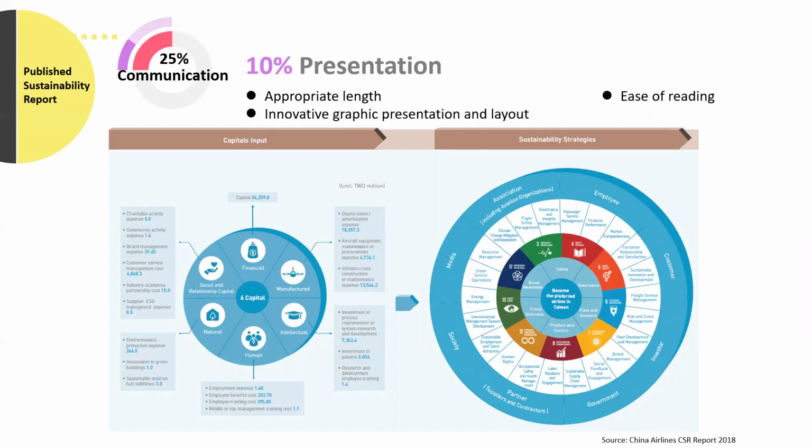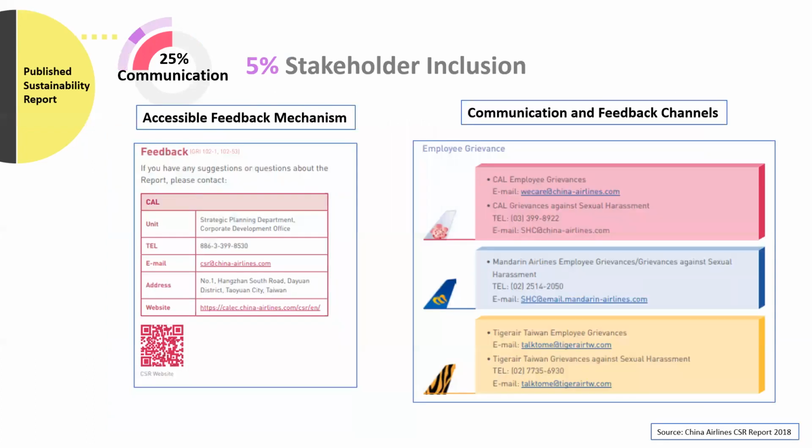So in this case of China Airlines, it's very clear how the capital was invested and how the sustainability strategies are being complied with the United Nations SDGs. So it's a very creative diagram which China Airlines presented last year.